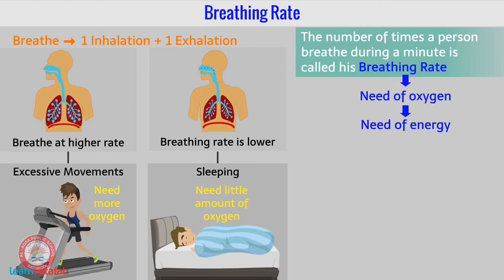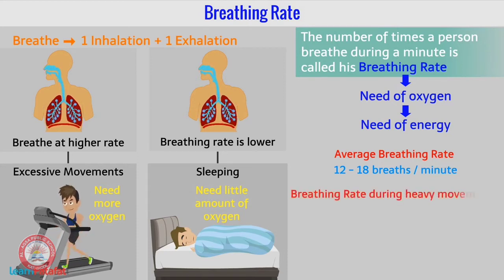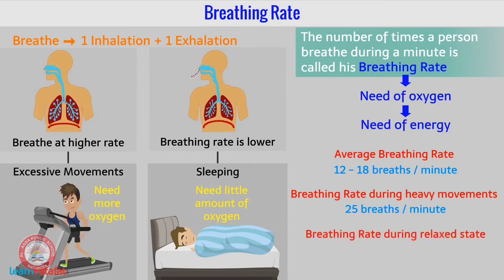On an average, a normal human body breathes 12 to 18 breaths per minute. During heavy movements, it becomes 25 breaths per minute, and during relaxed state, it may reach to 12 breaths per minute. During heavy exercise, we take deep breaths to take more oxygen.